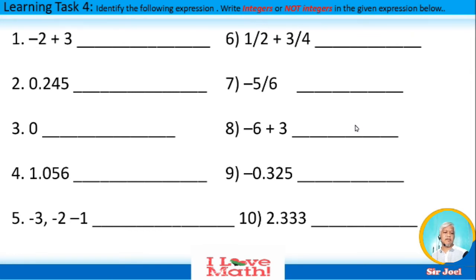Number 9, negative 0.325. There's a decimal point, not an integer. Number 10, 2.333. Not an integer. Okay? So, ganun lang kasimple. Tandaan lang natin, kapag sinabing integers, yun ay consist of negative numbers, 0, and positive numbers. Bawal ang fraction, bawal ang decimal.